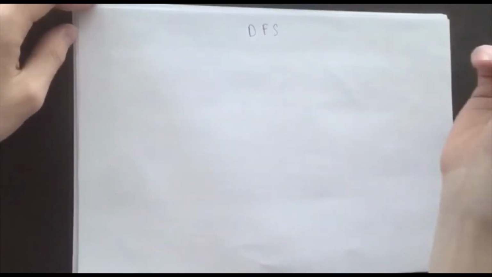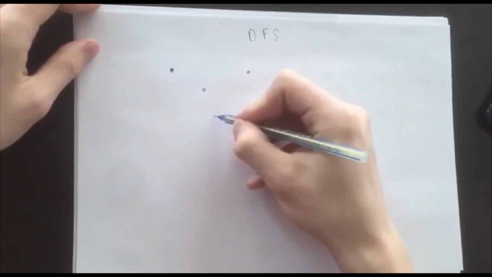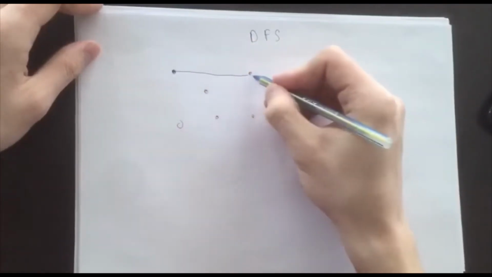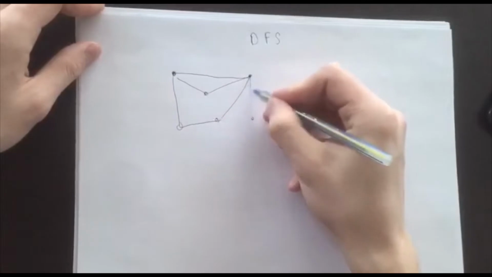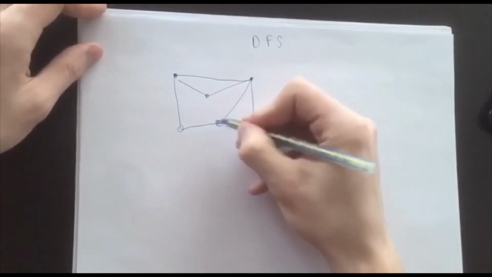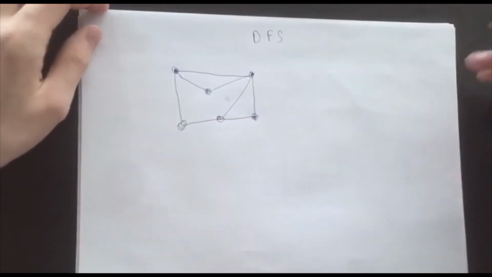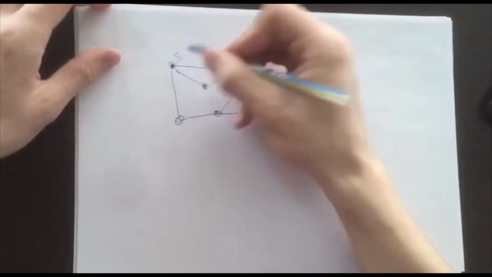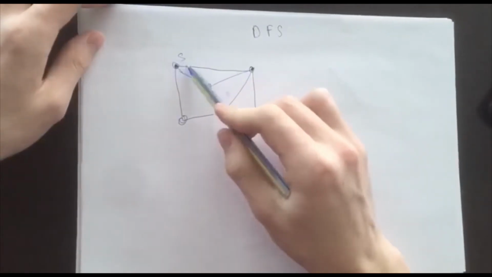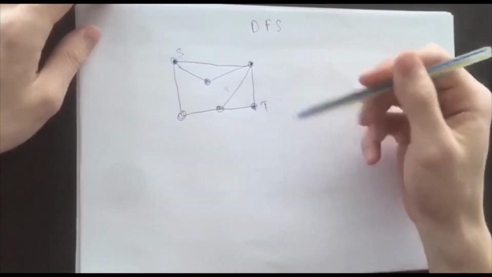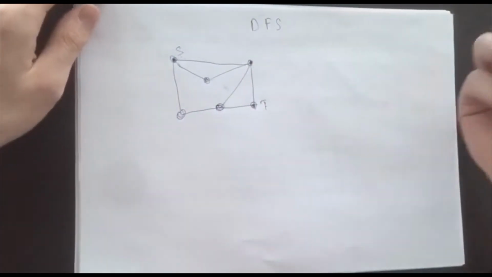Okay, let's draw a graph with vertices and connect them. Okay, now we have a graph, and let's put S here and target here. What it means is, S is our source vertex, and we are going to this target vertex. We want to find the path. Is there a path here, and how does DFS work?